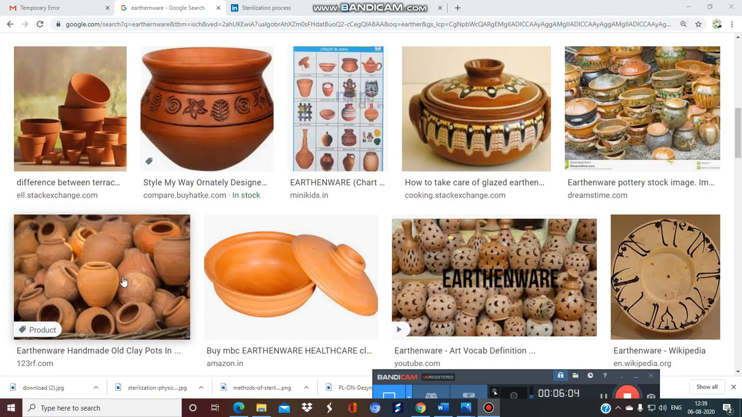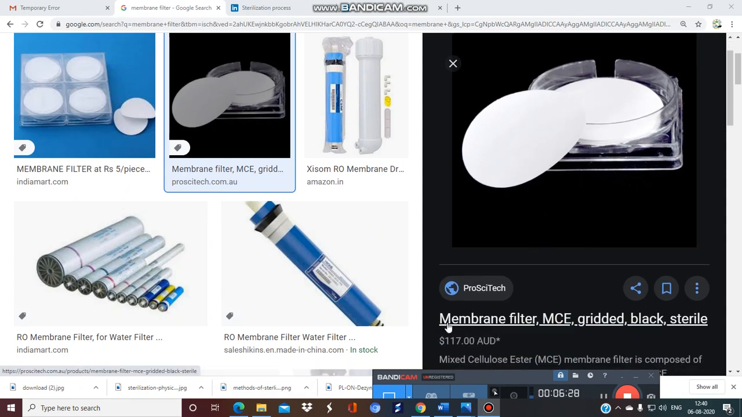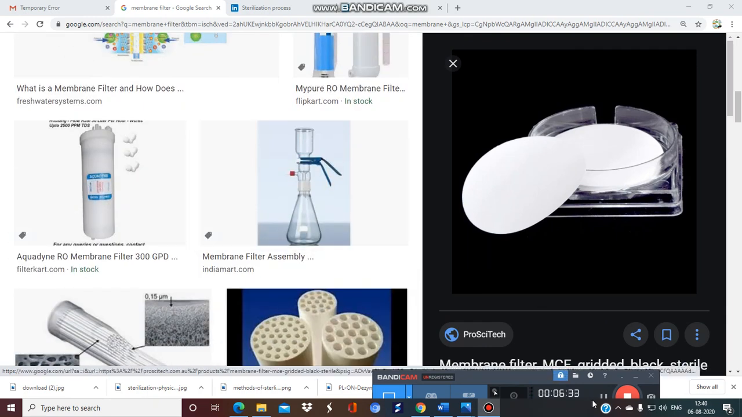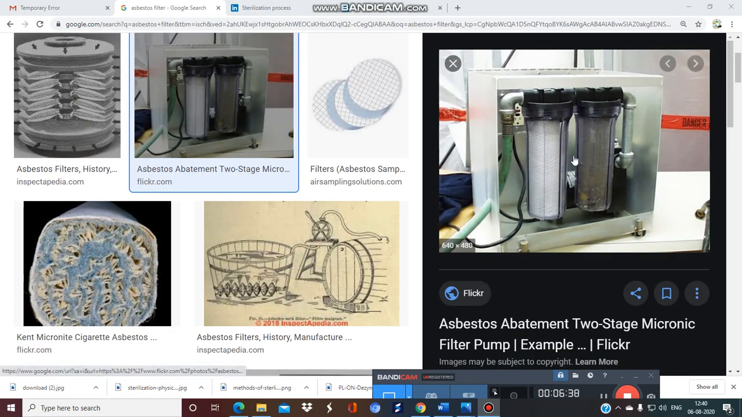What is the main aim of sterilization? It is not always to kill the microorganisms, because in the case of filtration, we do not kill the microorganism, we just filter it out to the other side. So these types of filters we are using in the laboratory also, known as membrane filters. We will do each and every component of it one by one. This is again an asbestos filter.